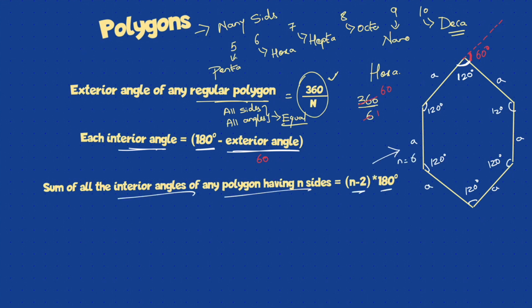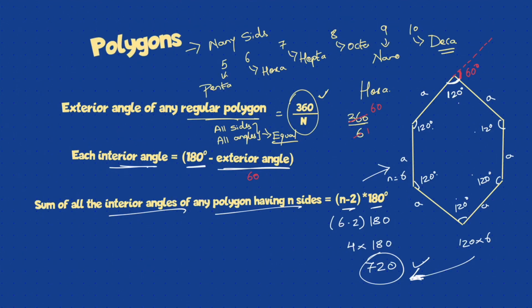The sum of all the interior angles of any polygon is given as (n minus 2) into 180 degrees, where n is the number of sides. So in this case, 6 minus 2, 4 into 180, 720. Yes, add all the 120s, that will be 720. So remember this formula about polygons. You can apply this to any of the polygons.